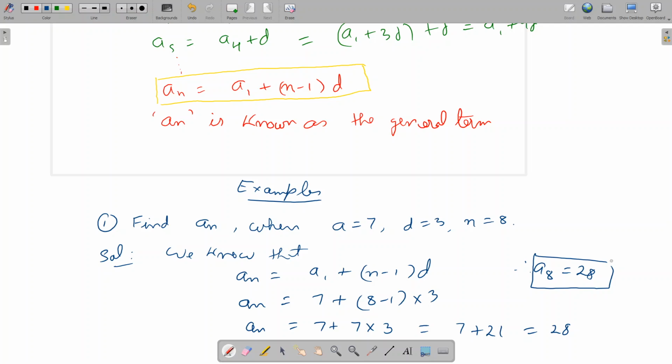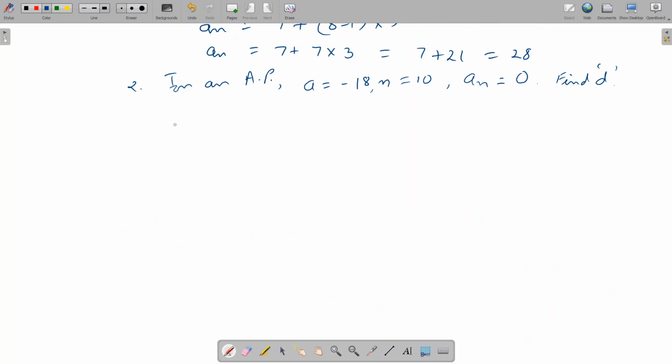That is an equal to a1 plus n minus 1 into d. And definitely you can do all the questions from this exercise. Now let us do another question which is also based on the formula for the general term of an AP. So question number 2. In an AP, a equal to minus 18, n equal to 10, an equal to 0, find d.